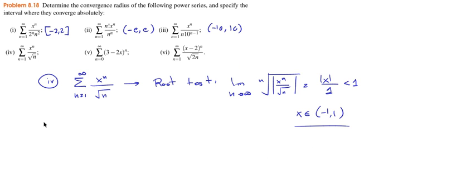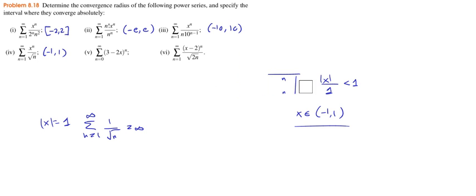What happens when the absolute value of x is 1? Then we have 1 divided by the square root of n, and we know that this is divergent. So this is absolutely convergent in (-1, 1). Okay.